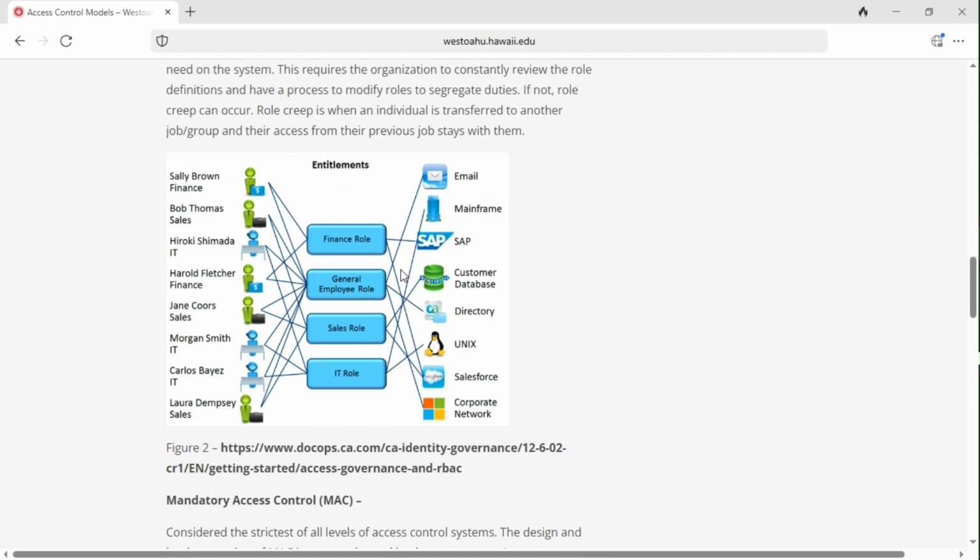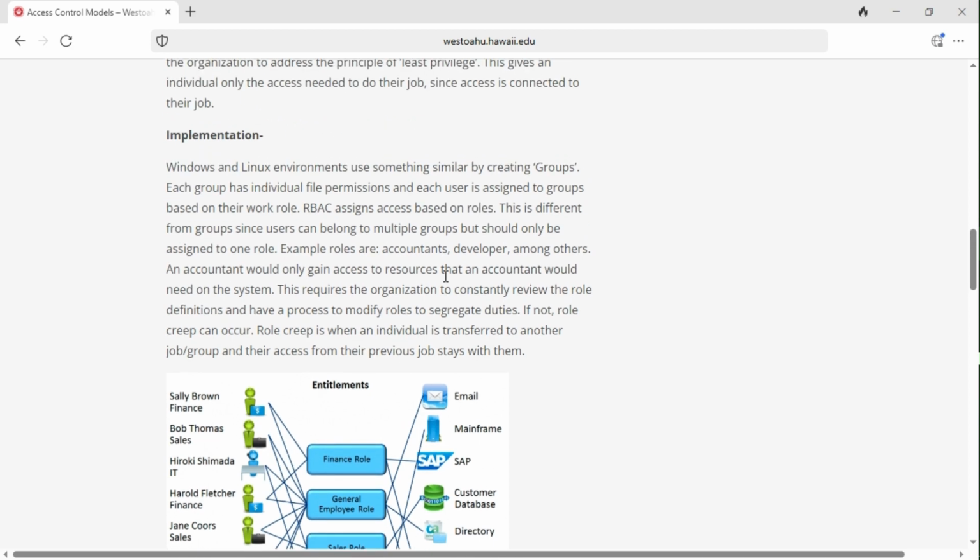Hopefully that helps with the difference between mandatory access control and role-based access control.